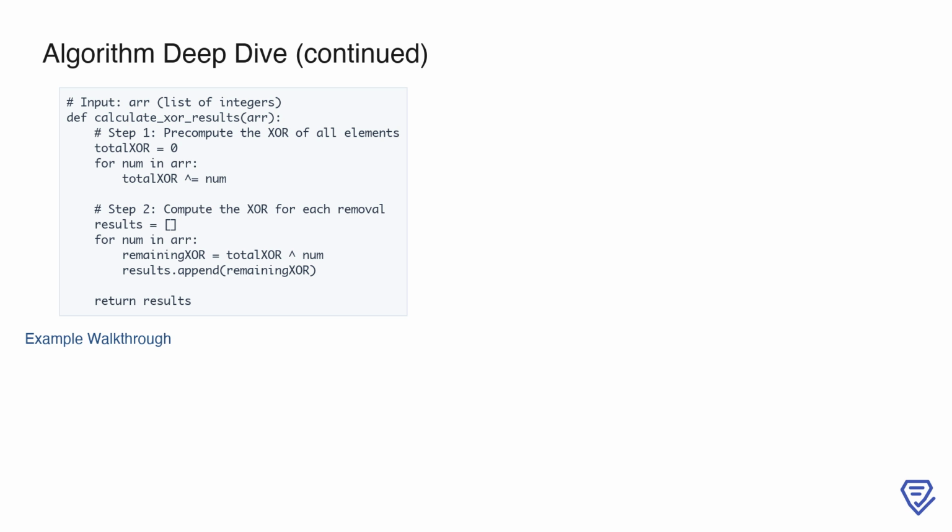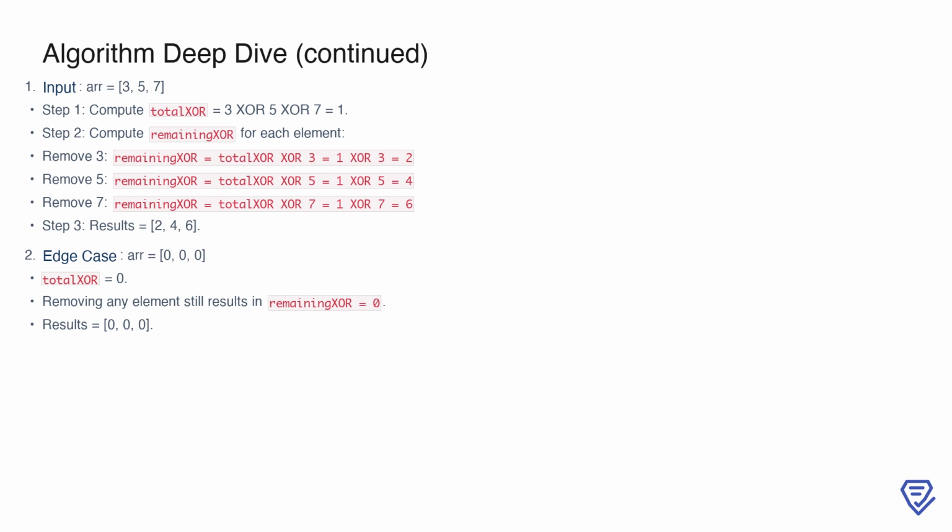Next, we initialize an empty results list. Then, for each element in the array, we compute remaining XOR by XORing total XOR with the current element. This effectively removes the element's contribution from the total XOR. We append the resulting value to the results list. Finally, after iterating through all elements, we return the results list. This pseudocode encapsulates the efficient logic we discussed, leveraging pre-computation and the properties of XOR to achieve linear time complexity.